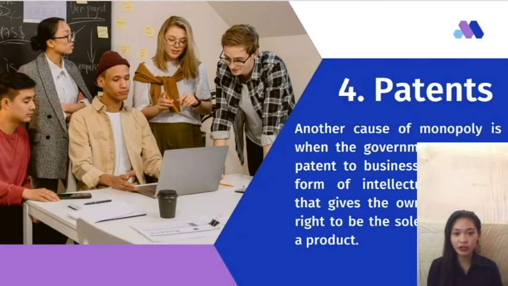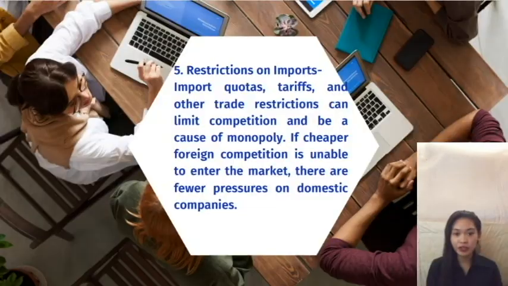Fourth, patent. Another cause of monopolies is when the government grants a patent to a business. This is a form of intellectual property that gives the owner the legal right to be the sole producer of a product. Fifth, restrictions on imports. Import quotas, tariffs, and other trade restrictions can limit competition and lead to monopoly if it is costlier for foreign competitors to enter the market. There is less pressure on domestic companies.